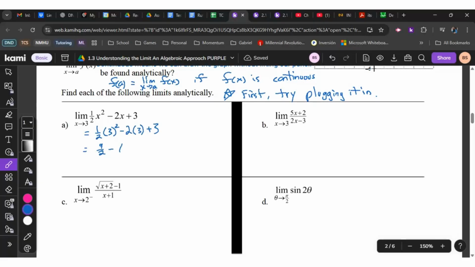-6. Good. Then I can put those together. What's -6 plus 3? Good. So we got 9/2 minus 3. How do I put those together? Common denominator. Great. Exactly, you got it, Raquel. And then finally, I'll get 3 halves. Okay, so the limit is just 3 halves. Why? Because it's continuous and that's the function.